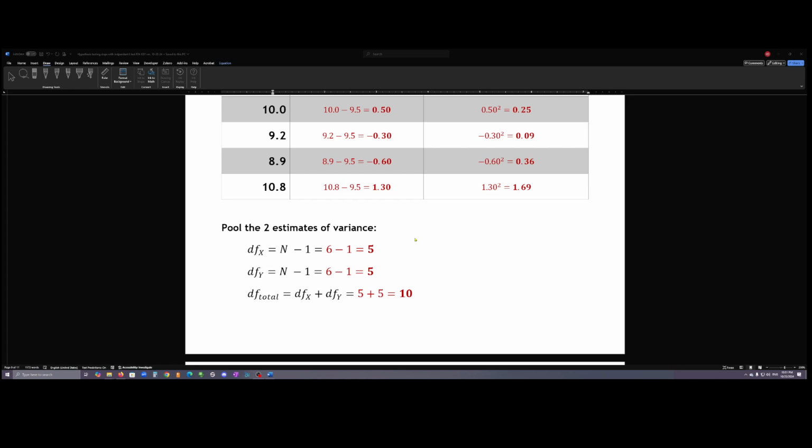So the way that we do this is that we assign a weight to the variance for each of the groups. And the weight is determined by the degrees of freedom for group 1, which n minus 1 gives us 6 minus 1 or 5. And then we have degrees of freedom that go along with the second group, which again is n minus 1 or 6 minus 1 gives us 5. And as far as the big picture number that we're dealing with, the degrees of freedom total, which is degrees of freedom for the first group plus degrees of freedom for the second group. So 5 plus 5 gives us 10.